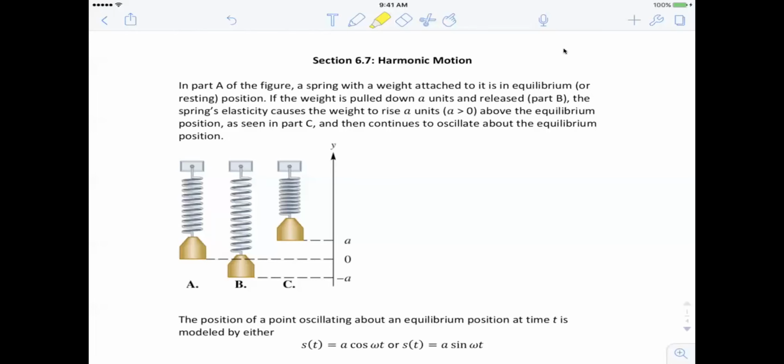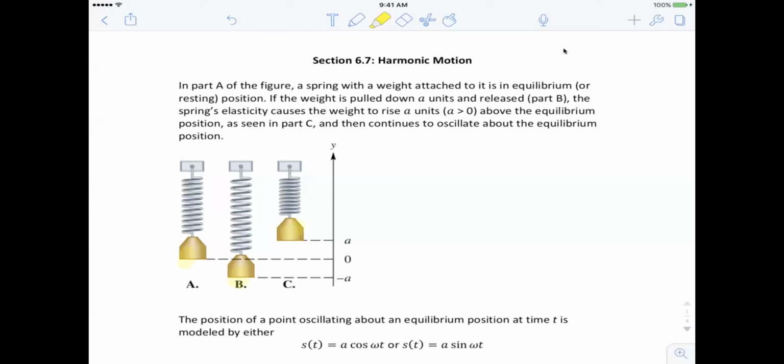Hey everyone, let's jump into 6.7, which is on harmonic motion, just some examples or applications of the sine and cosine waves. So we have a situation here where there's a weight attached to the end of a spring, and then that weight is pulled down and is put in motion. And so we have three positions as that thing oscillates up and down. We have A, where it's at rest, right? And then it was pulled down and then it hits its maximum.